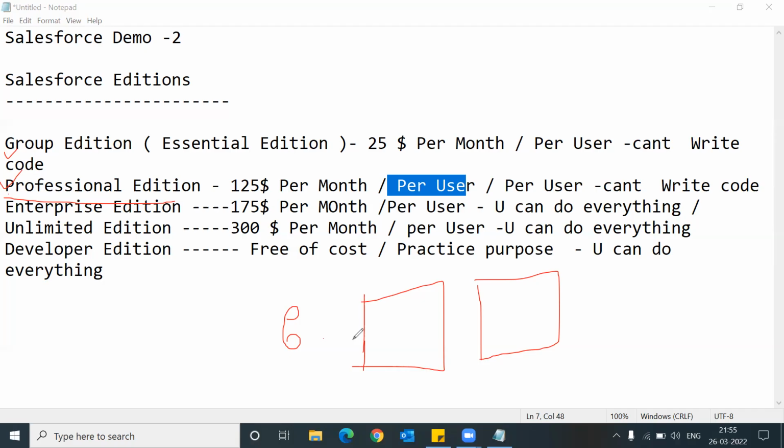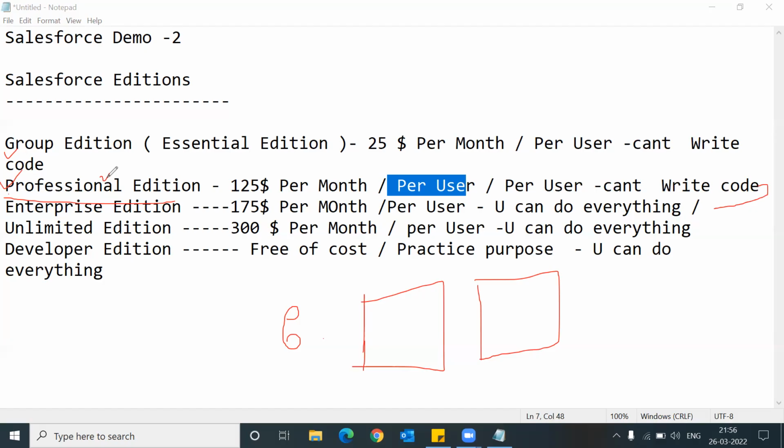So you call the customer technical support, and within 24 hours the Apex classes are enabled in your application. You can write Apex classes. Second, one question: if I'm not able to write code, what will we do? In this edition you cannot write code. But that doesn't matter, because your company is small, which means you have fewer customers. So why would we go for code?